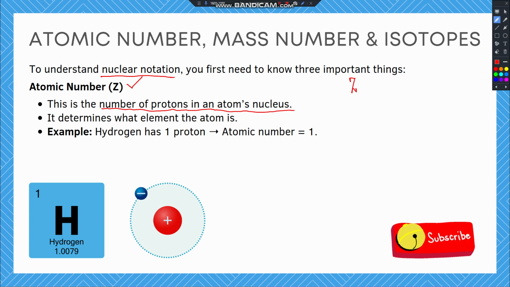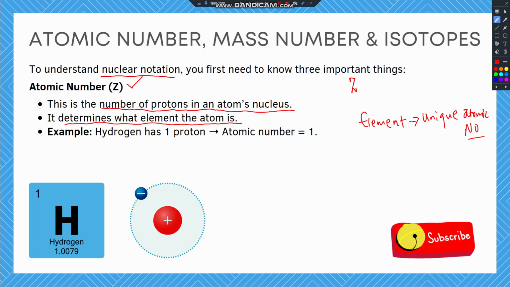An atom, of course, is the smallest part of an element that retains the chemical properties of that element. The atomic number of an atom determines what element the atom is. In other words, every element on the periodic table has a unique atomic number. Unique atomic number simply means that no other element has the atomic number of another one.